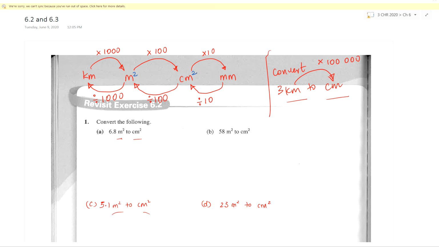Is it the same as multiply by 100? No, it's not the same. But notice that I put a square here and a square here. So what am I going to do with the multiply by 100? Square it. Yeah, you're right. Just put a square on top. So if you put a square on top, what do we do at the bottom? So divide by 100 square. Can you fill up the rest already? Just put a square everywhere. Square, square, square everything. And here we have the conversion.